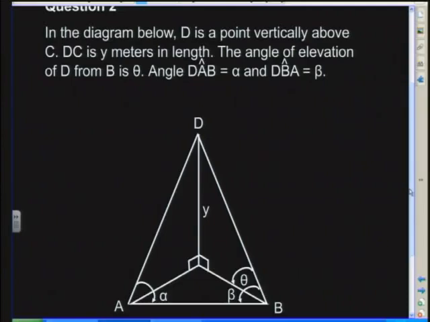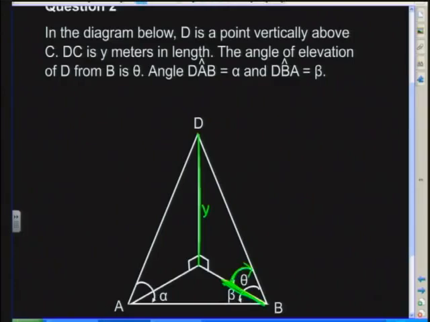Now we've got a diagram and they're telling us that D is a point vertically above C. So I've got a 90-degree height there. DC is y meters in length. The angle of elevation of D from B, there's my horizontal viewpoint. Sorry, that line shouldn't be there, it should be there. The angle of elevation should be theta, looking up to D.